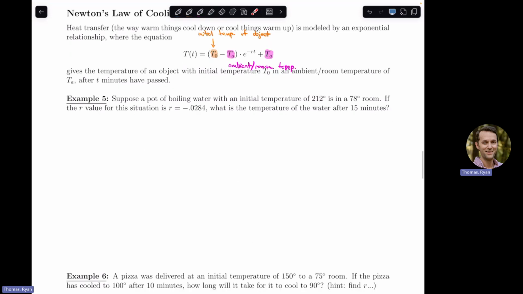Okay, so a pot of boiling water with an initial temperature of 212 degrees is in a 78-degree room. If the R value, so I'm giving you R here, what is the temperature of the water after 15 minutes? What do we know? What are we trying to find? We're finding T.